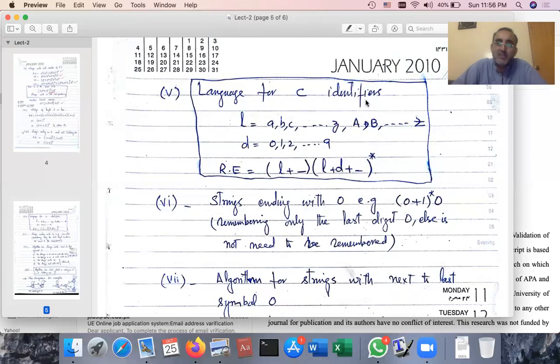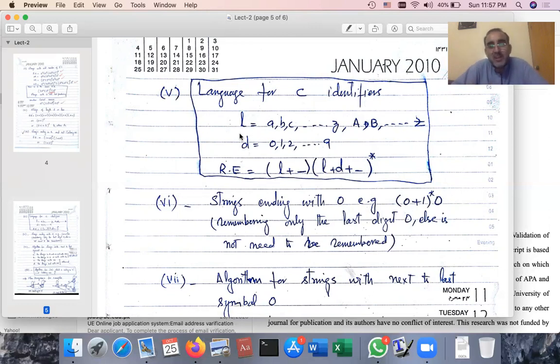Now 5, language for C identifiers, in the programming language C. And in C, how can you declare a variable? For example, if you are declaring int and then writing some variable name, that is called an identifier. And in C, we are allowed to use small alphabets, capital alphabets, and the digits from 0 to 9. The underscore is also allowed.